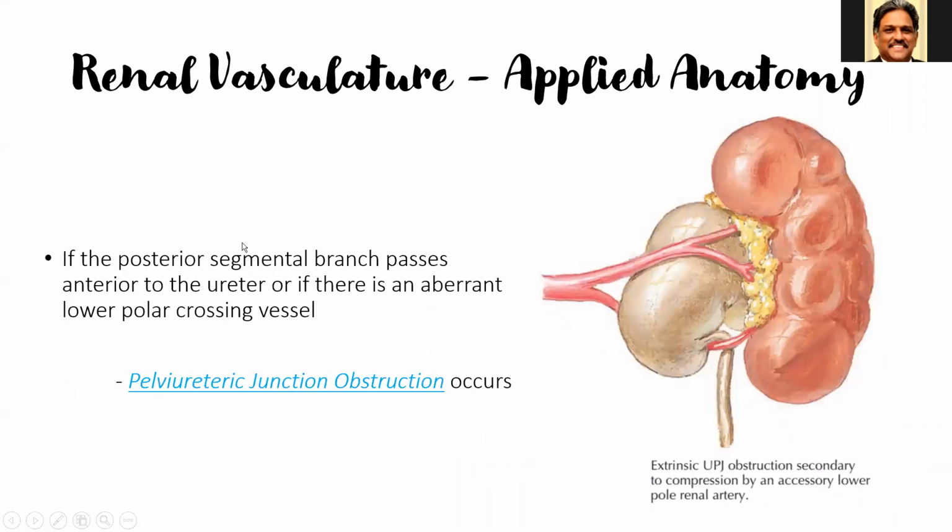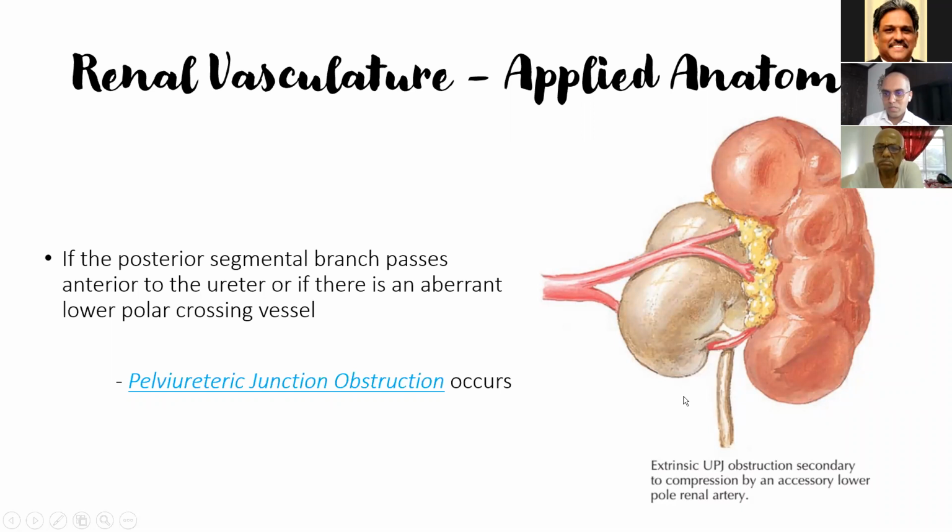Coming to the applied anatomy of the renal artery: if the renal artery, especially the posterior segmental branch, passes anterior to the ureter, or if there is an aberrant lower polar crossing vessel, this can cause impaired drainage of the ureter, causing the pelvis to become distended. This is known as pelviureteric junction obstruction. It is corrected by a surgery called dismembered pyeloplasty, where the ureter is detached from the renal pelvis and both are brought anterior to the crossing vessel and resutured.